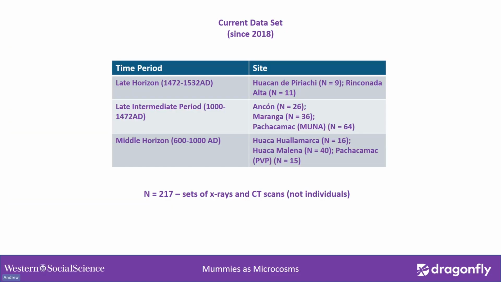Since 2018, when I first went down and was working with actual X-ray film, we've been using digital X-rays and then CT scans. Since that time, we've got 217 data sets, which is both X-rays and CT scans. So a lot of individuals we've got both on, but that gives us quite a large sample, and we've been able to maximize the use of that for student theses and for publications and things like that.